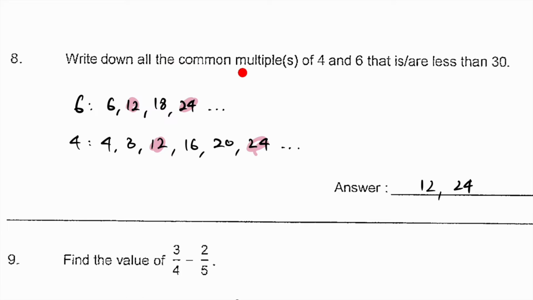Write all the common multiples of 4 and 6 that are less than 30. Okay, common multiples of 6 and 4. So let's list them. 6, 12, 18, 24. And then list the multiples of 4. And they are less than 30. So we've got common multiples 12 and 24 here. So just make a list and check.